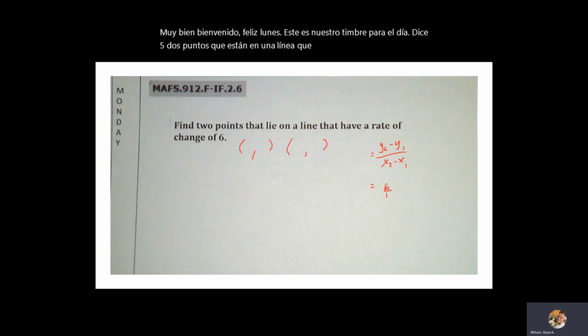Bell ringer for the day. It says, find 2 points that lie on a line that have a rate of change of 6. I gave you the formula that you will use to find the rate of change, and I gave you the answer that you should find once you choose what ordered pairs you would have to use. All right, so this is what the question is asking us.